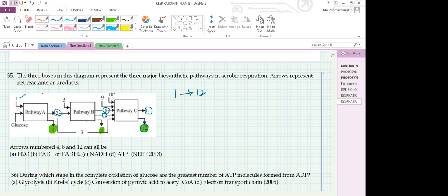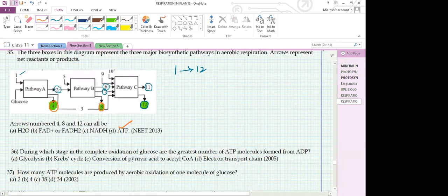Anybody? What is it that we have forgotten? We have got the balance sheet because of ATP formation. So ATP is formed everywhere. Am I right? So ATP is formed everywhere. Pathway 1A is glycolysis, B is the Krebs cycle, C is oxidative phosphorylation. So find out the other numbers. This is a very nice question.